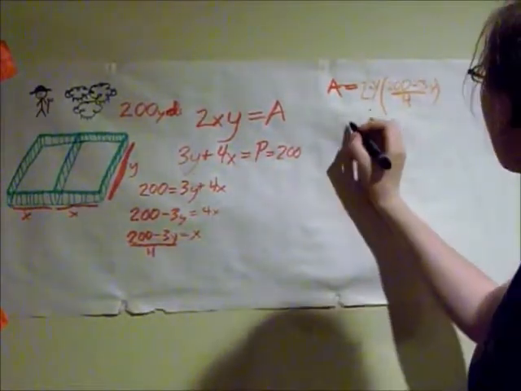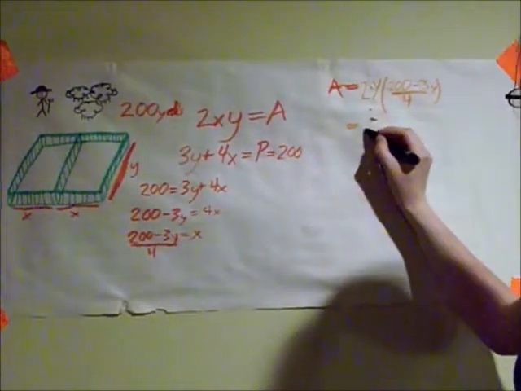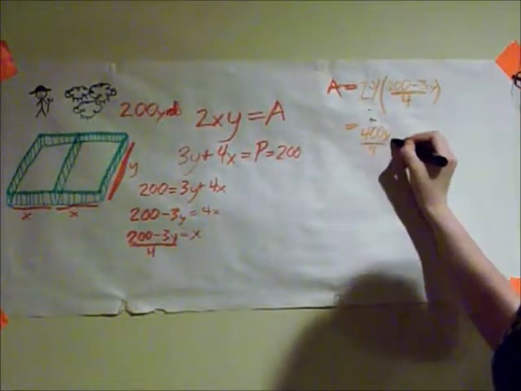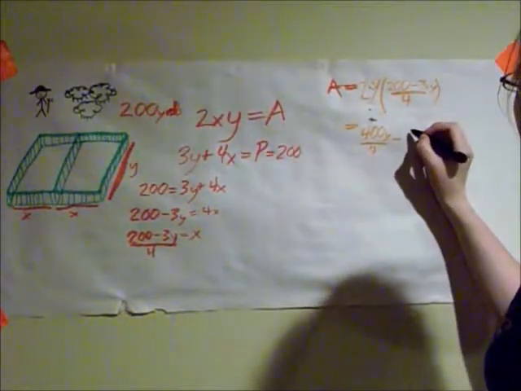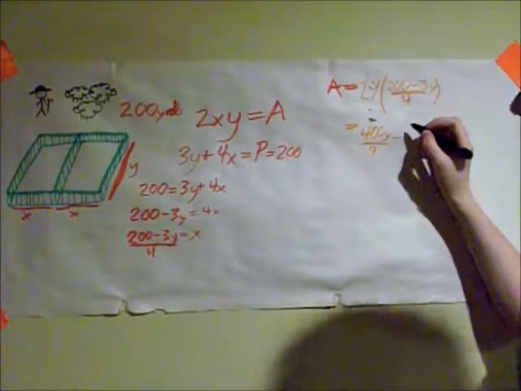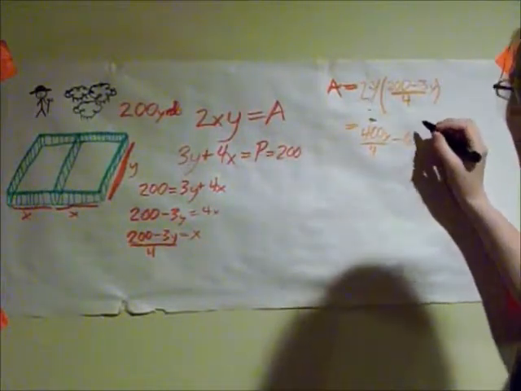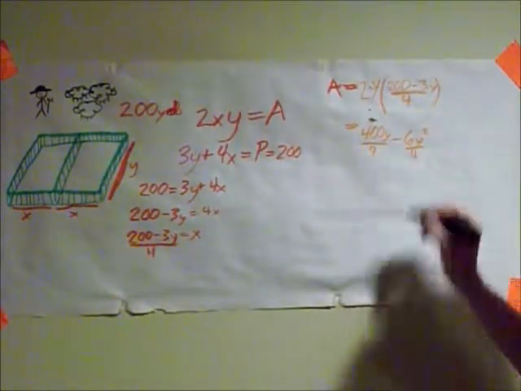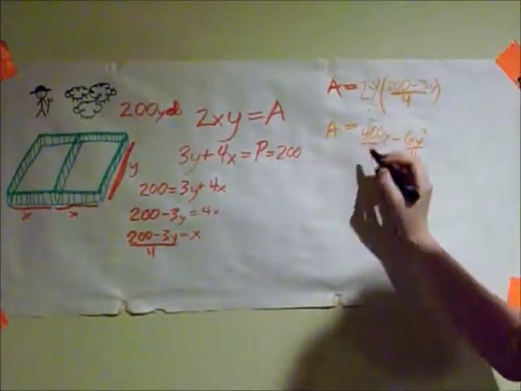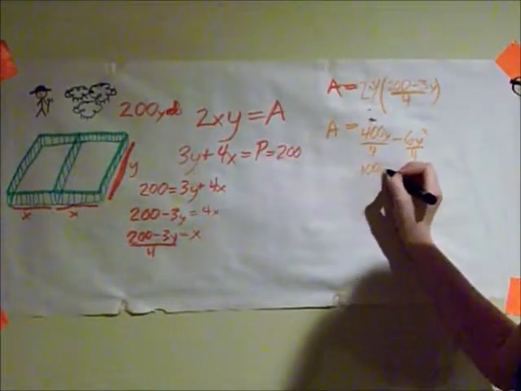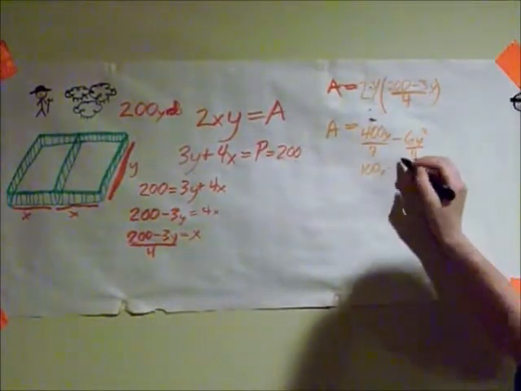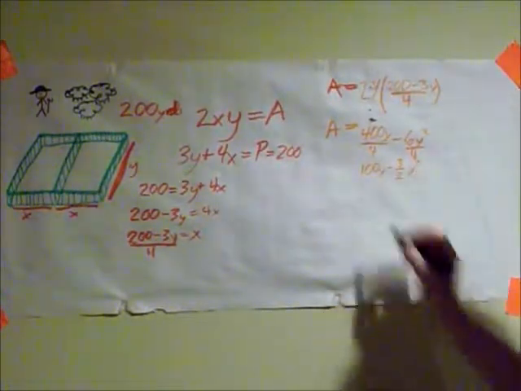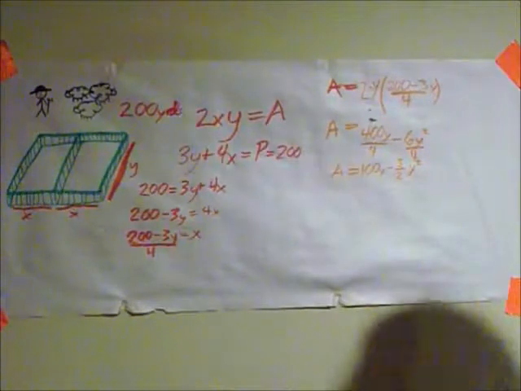I'm going to simplify that, so it is 400y over 4 minus 6y squared over 4. And we can simplify that to 100y minus 3 over 2 y squared equals area.